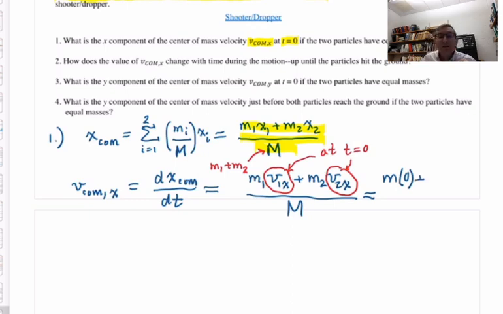Plus m again for the shooter. What is v2x? Well, you can't see it. The words are scrolled up off the top, but we are told that particle 2 is given an initial horizontal velocity of 0.1 meters per second. Horizontal means x. So they're telling me this very number I need, v2x at time 0. It's 0.1 meters per second. Okay? And that's divided by the total mass. Well, I think that would be 2m.